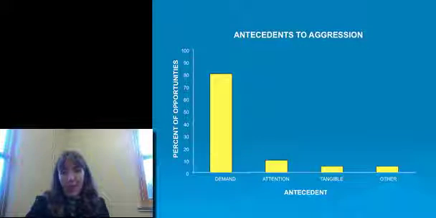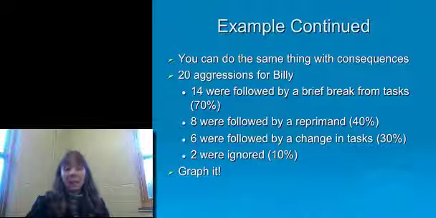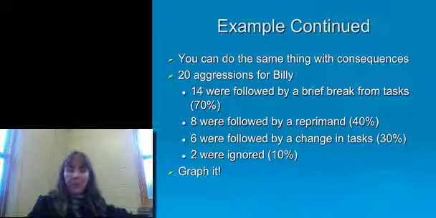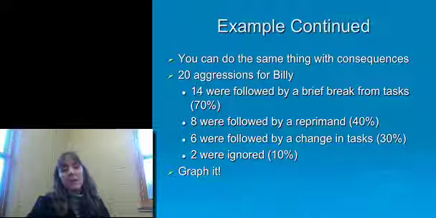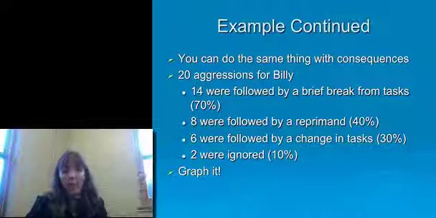In this particular case, and not all data are like this, and not all behavior problems present this way, but in this case, it's quite clear that demands are a very important antecedent to aggression for this particular individual. You could do the same thing with the consequences. We did that with the antecedents. Now, consequences, all we're doing is bringing together all those data from all those instances that were tracked by staff.